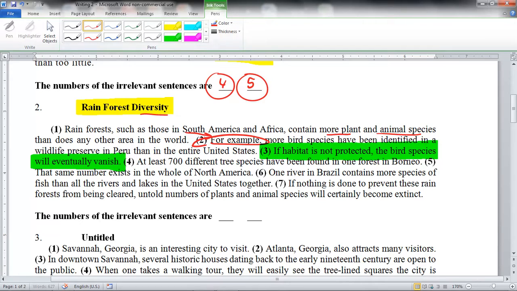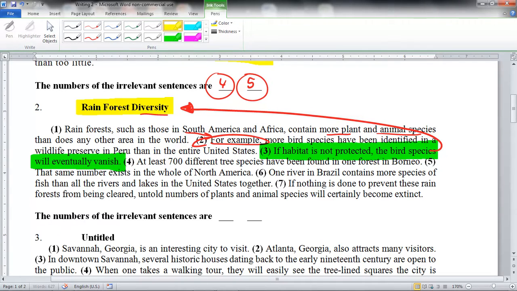That's wonderful, but that's for a different essay, because this sentence does not support this topic, which is rainforest diversity. The fact that the habitat needs to be protected, that's all wonderful and very nice. But the topic here is that the rainforests are very diverse. They have a lot of different species. So this does not support the topic.